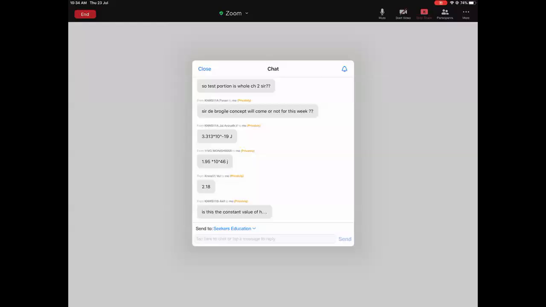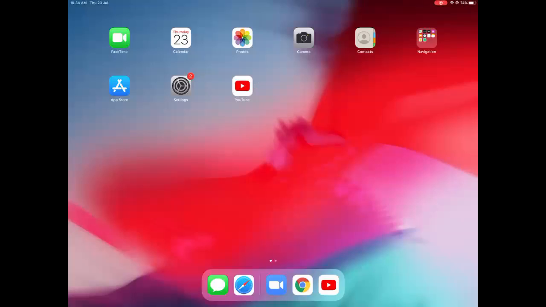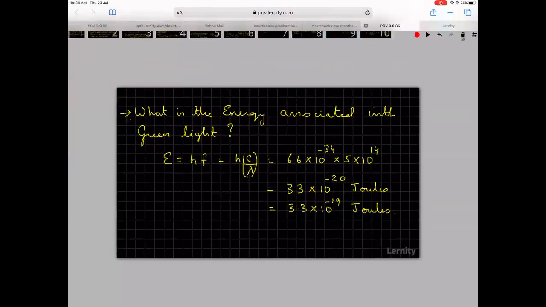Yeah, the constant h is a constant. If you did not do the last step, you won't lose marks, but it is good practice to do. Okay, so 3.3 into 10 power minus 19 joules. Next question, continuation.